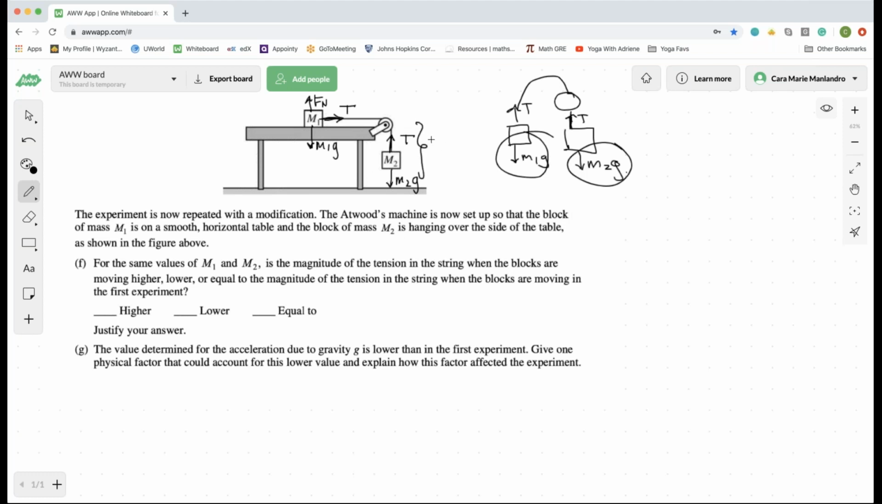Okay, and then we can note here that the tension is in the y direction here, and then tension is in the x direction there. And so what do we know about the x and y directions? They're independent, right? So we only have one tension vector to deal with. So for this question, for the same values M1 and M2, is the magnitude of the tension higher or lower than in the first experiment? Well, it's lower. All right. Why is it lower?